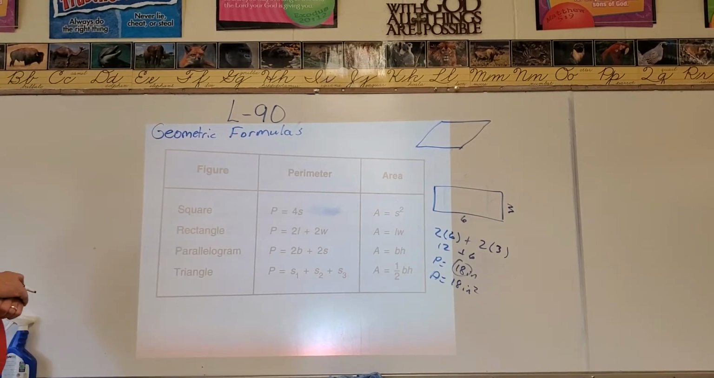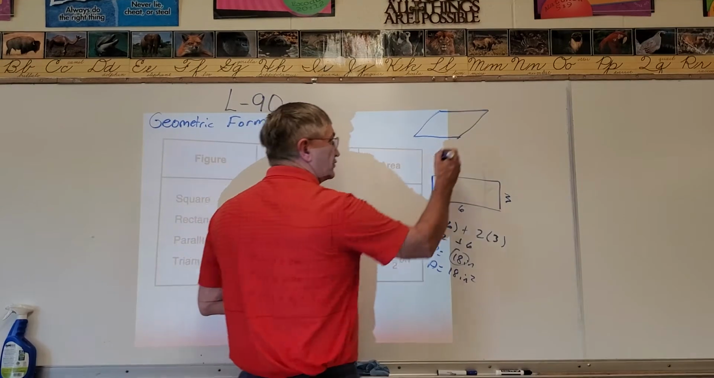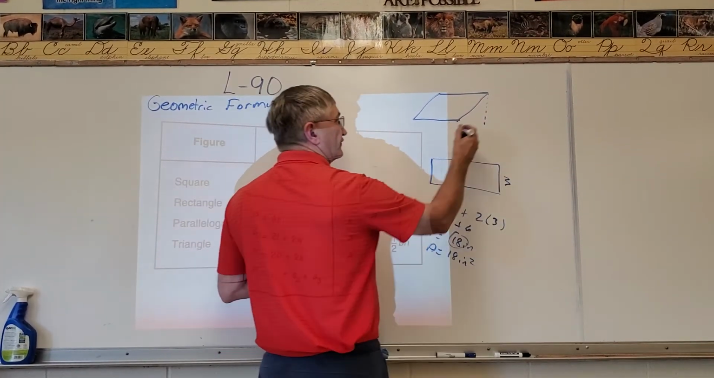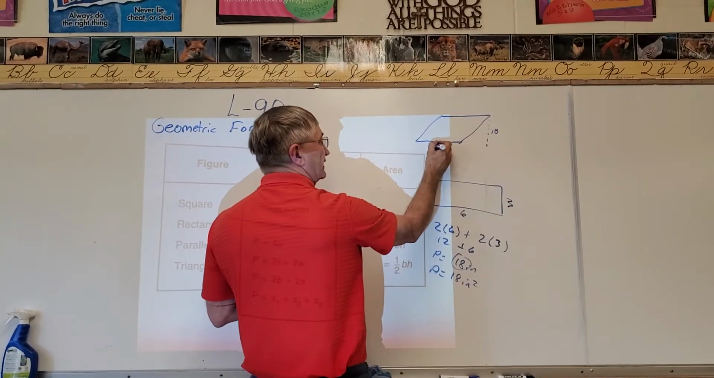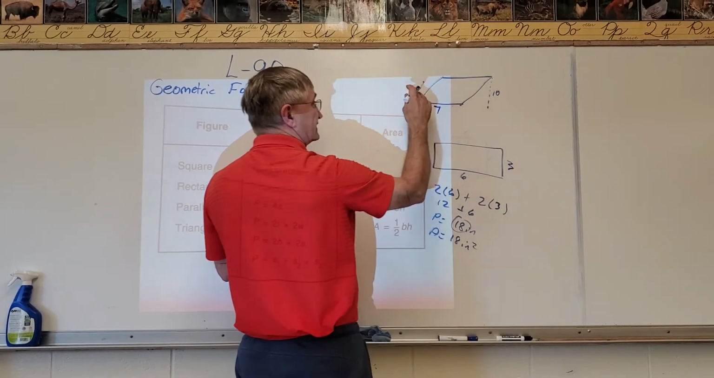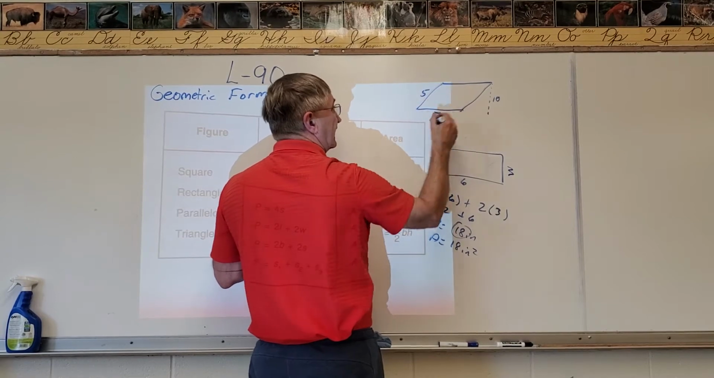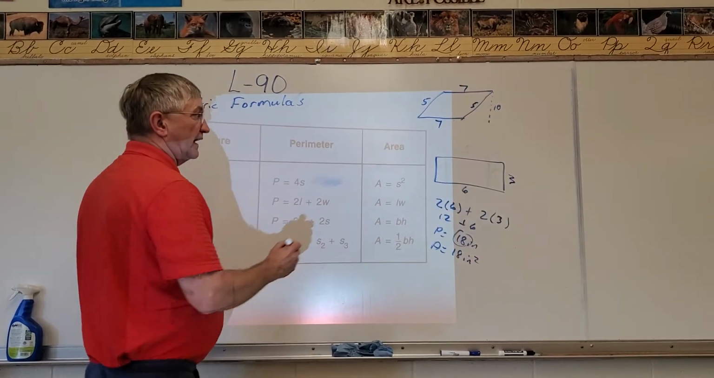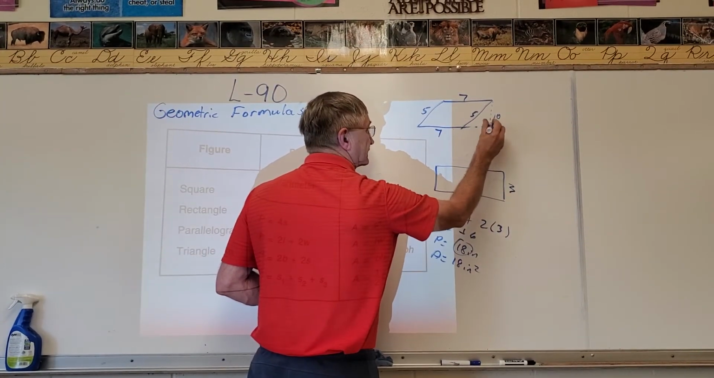Now, if I have the parallelogram, remember in a parallelogram you have to have a height line that comes straight down. So if I have a height of, say, 10, and I have a base of 7, and one of my sides over here, we'll call that 5, and this is 7, and this is 5. So to get my height, I make sure I make my lines correctly here.